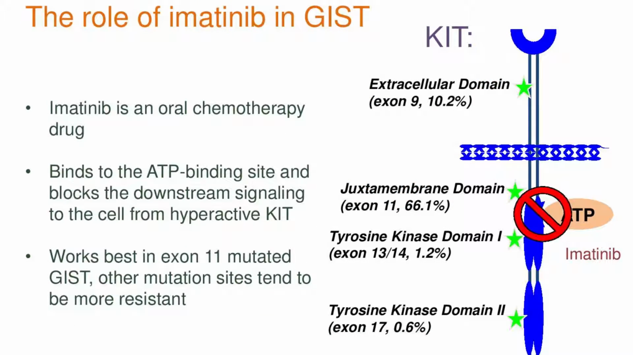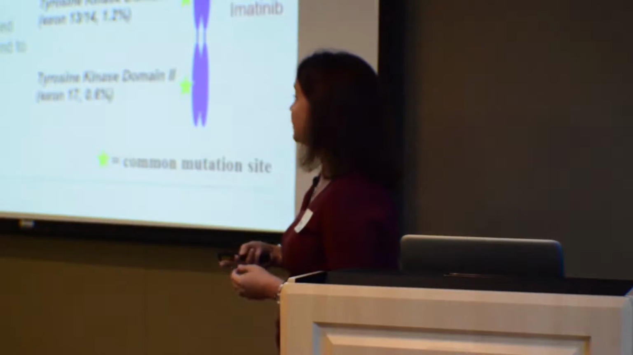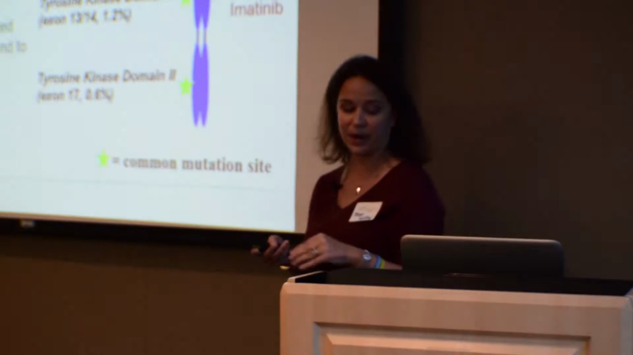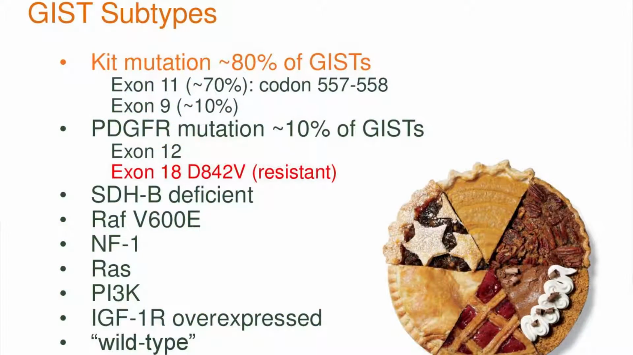And additionally, if you're one of those 20% of GIST patients that don't have KIT as your problem, that's not what's broken and driving the tumor, you could really be wasting a lot of time trying to treat with imatinib if it doesn't bind to the right site. And this is what I'm referring to. So, like I said, 80% of GIST have a broken KIT. KIT here, 70% exon 11, 10% exon 9.